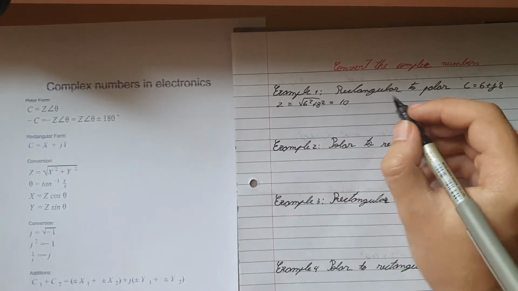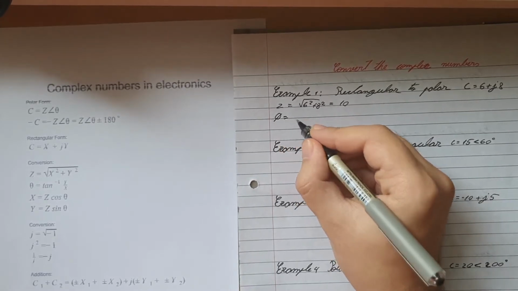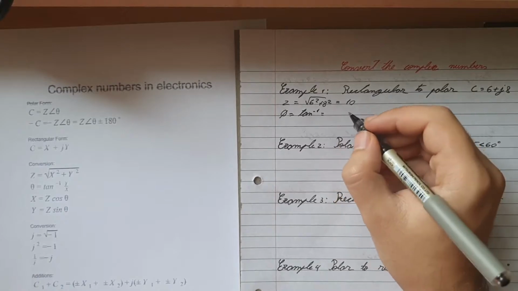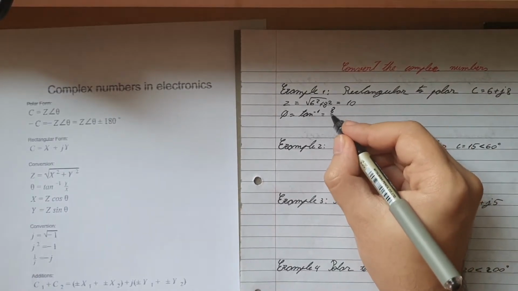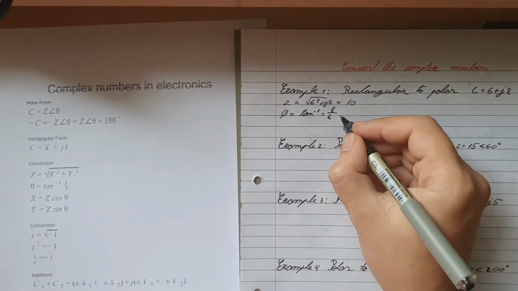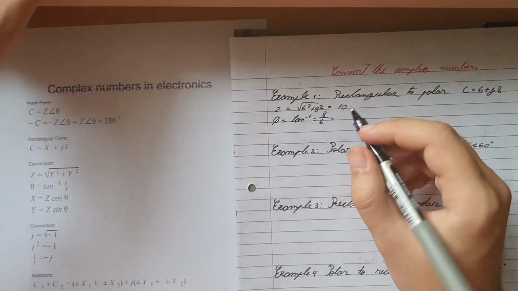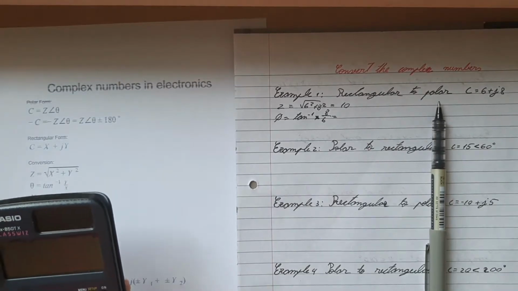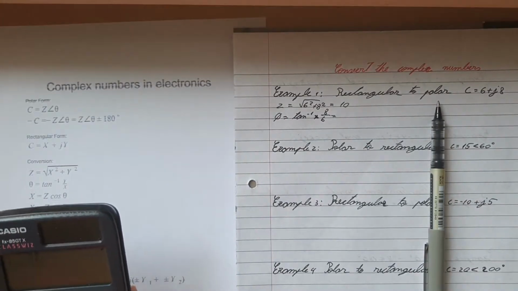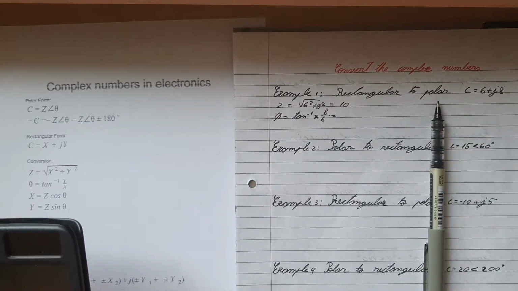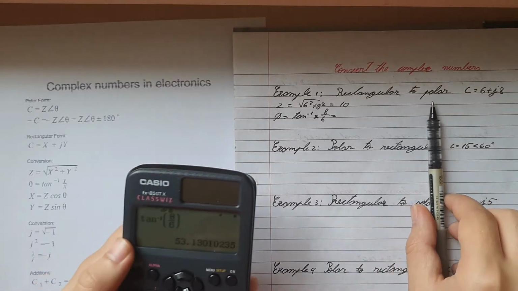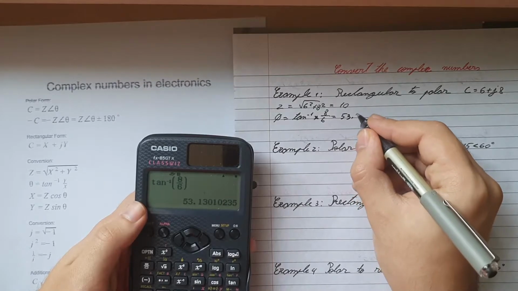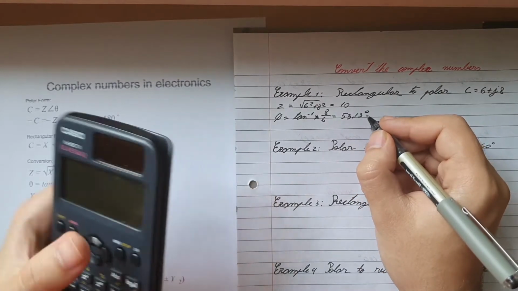Now we need to find the angle value, which will be tan to the minus 1 of y, which is 8, divided by 6. Oh no, wait, that's the tan inverse of 8 over 6, and that will be equal to 53.13. So 53.13, and remember these are degrees.